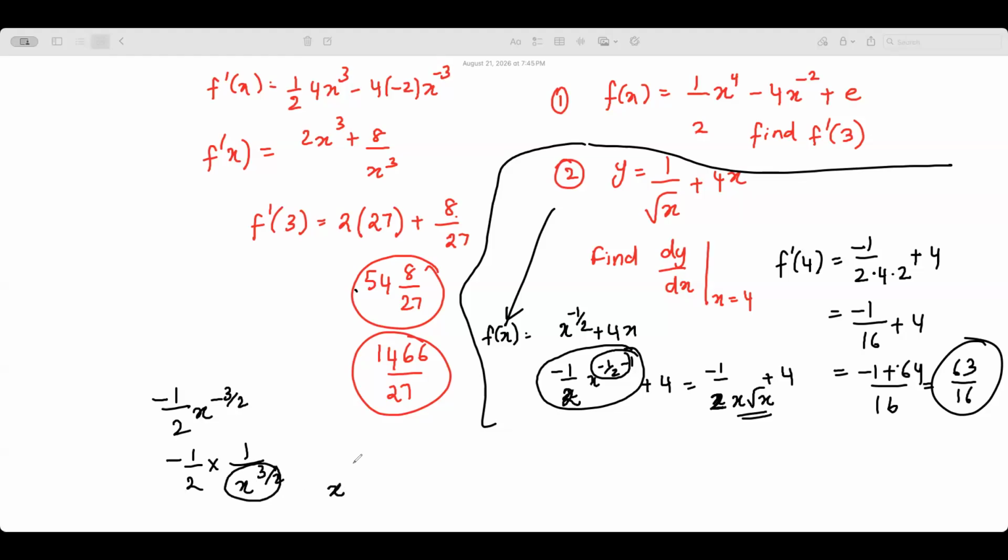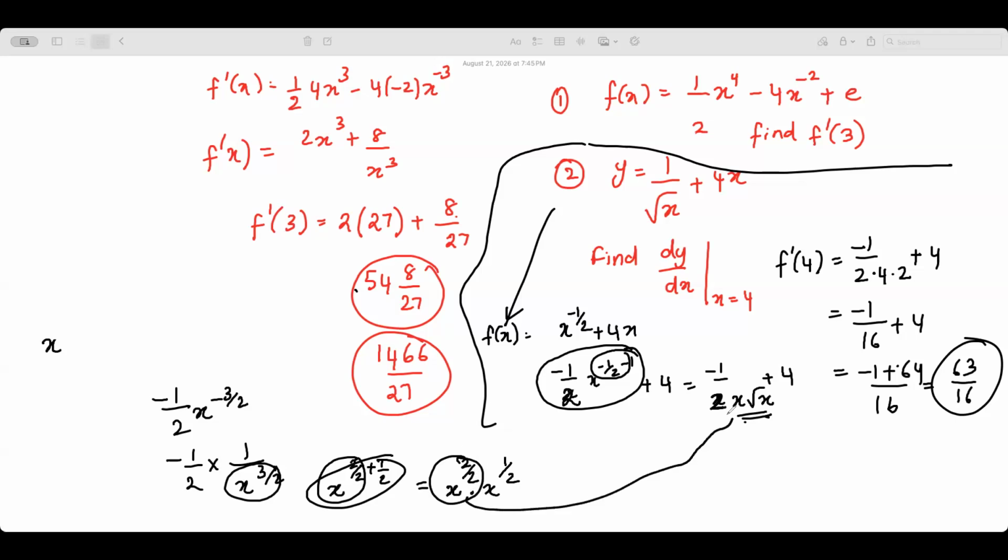But x power of 3 by 2 is what? 2 by 2 plus 1 by 2, right? So x power of 1 times square root of x. I think you forgot this. This is x power of 2 by 2 plus 1 by 2. I can write it out as x power of 2 by 2 times x power of 1 by 2. Correct? 2 by 2 is 1. This is square root of x.